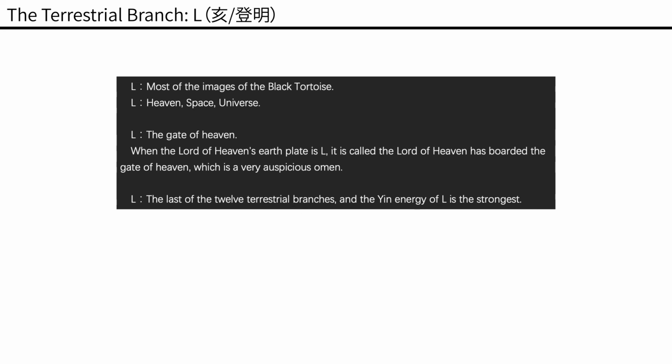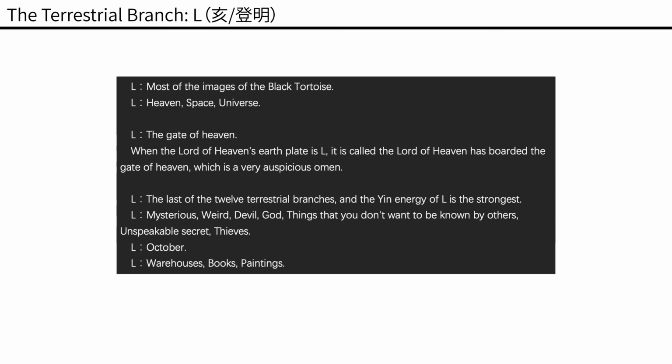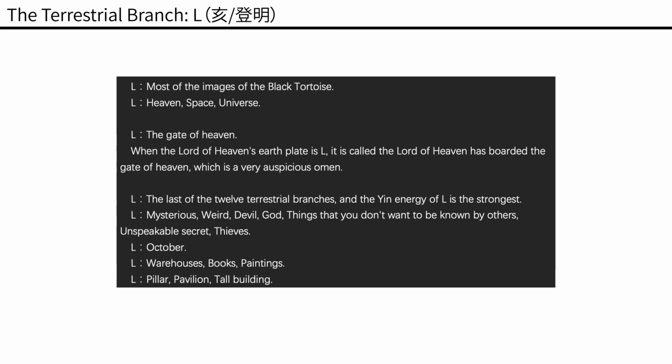Because the attribute of Isle is yin, Isle is the last of the 12 terrestrial branches, and the yin energy of Isle is the strongest. So Isle represents mysterious, weird, devil, God, things that you don't want to be known by others, unspeakable secret, thieves. Because the month represented by Isle is October, and October is winter, everything is hidden in winter, so Isle represents warehouses, books, and paintings. Isle represents pillar, pavilion, tall building.